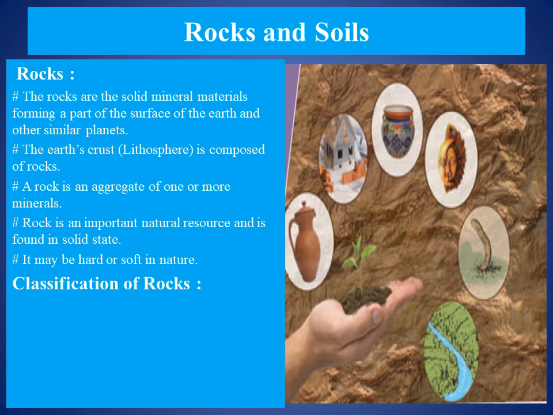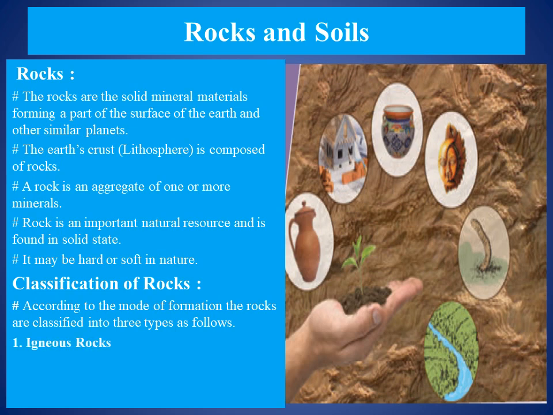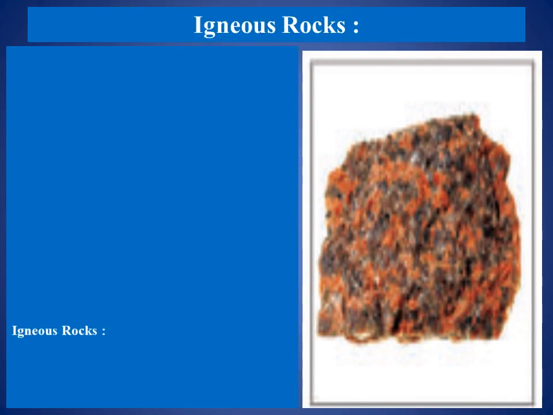Classification of rocks. According to the mode of formation, the rocks are classified into 3 types as follows. One is igneous rocks, second the sedimentary rocks, the third one is metamorphic rocks. Now we are going to learn about classification of rocks, subheading igneous rocks.